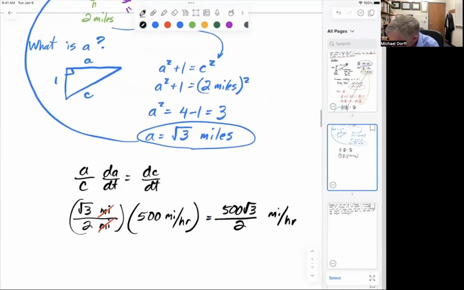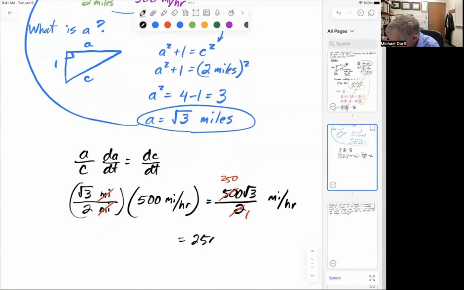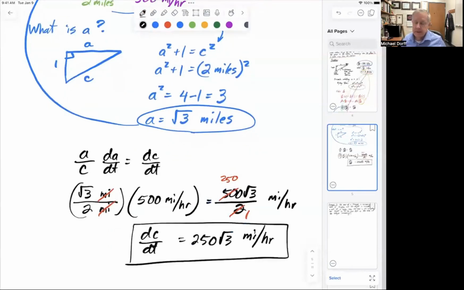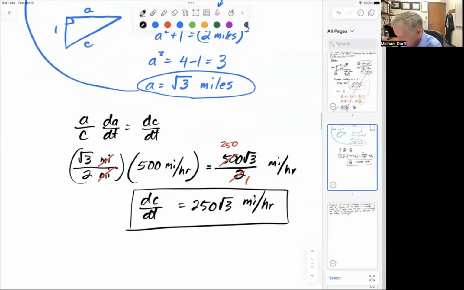And then I can reduce the 500 over 2, that would be 250 over 1. And I then get 250 square root of 3 miles per hour. And that is my rate of change of the distance between the station and the plane. So it's not the distance changing, but it's the rate of change that's demonstrated by that.